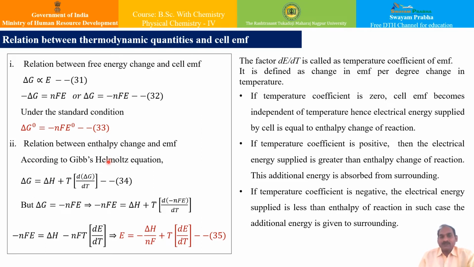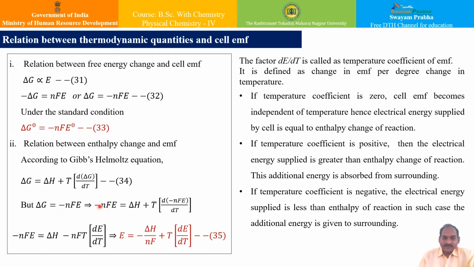Now, what is my Gibbs-Helmholtz equation? It is delta G is equal to delta H minus T delta S. That delta S can be represented as minus d/dT of delta G, and therefore I can write delta G is equal to delta H plus T into d/dT of delta G. Now I can substitute the value of delta G from equation 32 or 33. So delta G is equal to minus NFE.